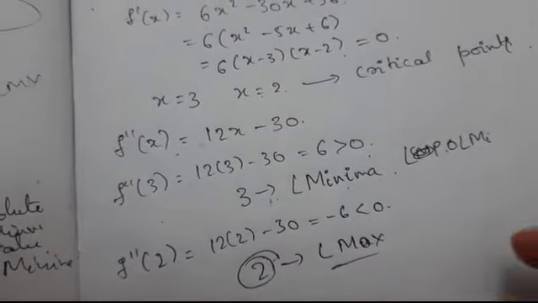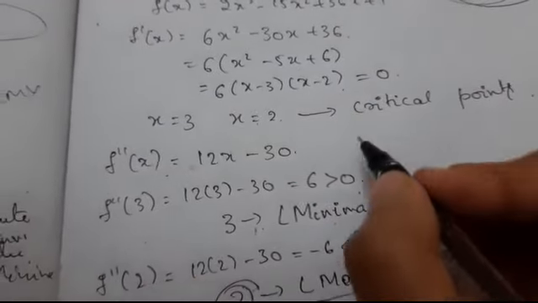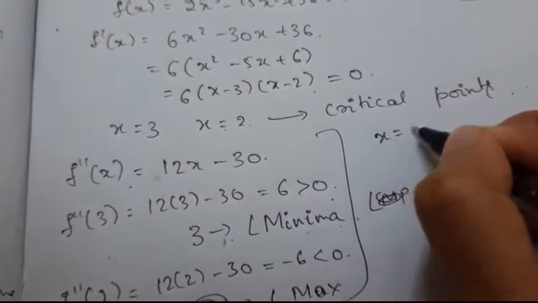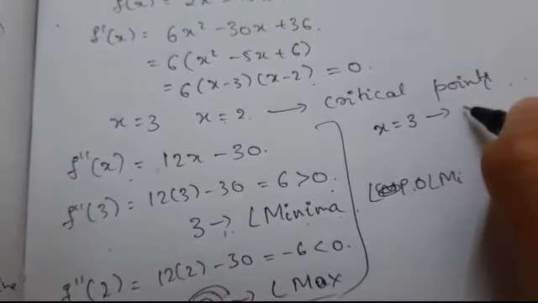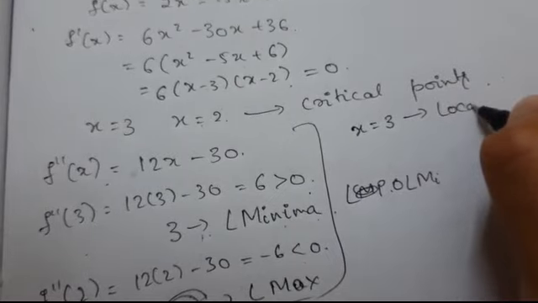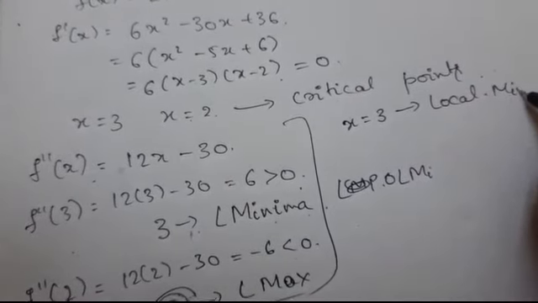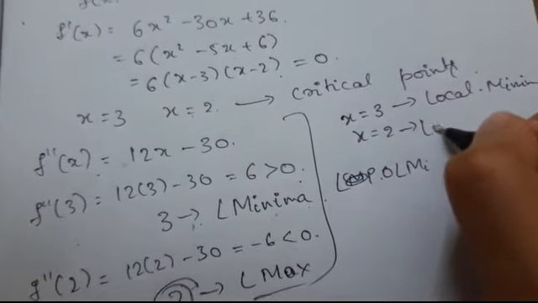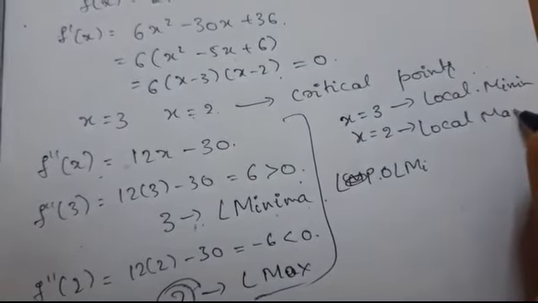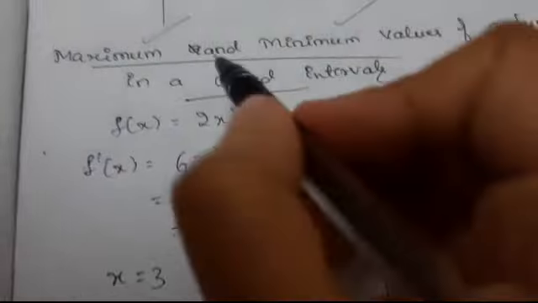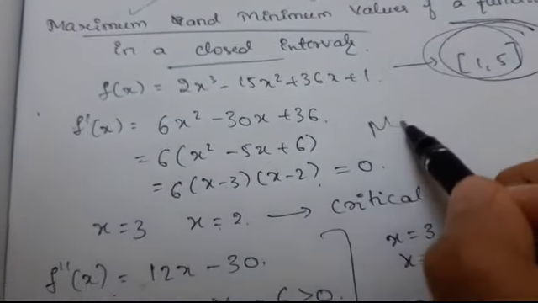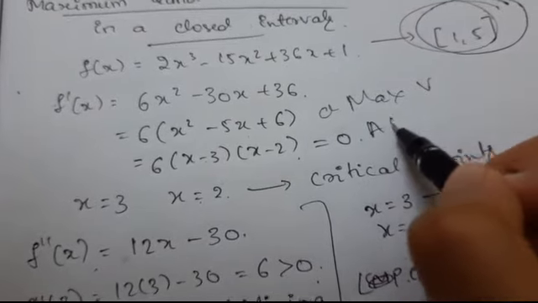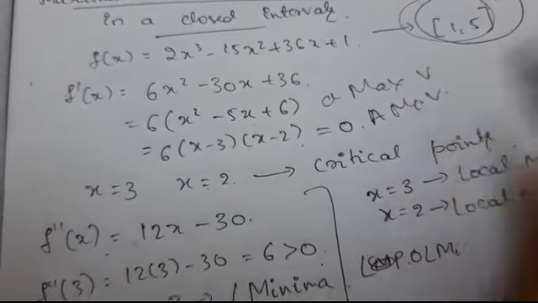So it is clear from the second derivative test that the point we got here, x is equal to 3, is a local minima, and x is equal to 2 is our local maxima. But what did we need to find? We needed to find the absolute maximum value and the absolute minimum value.